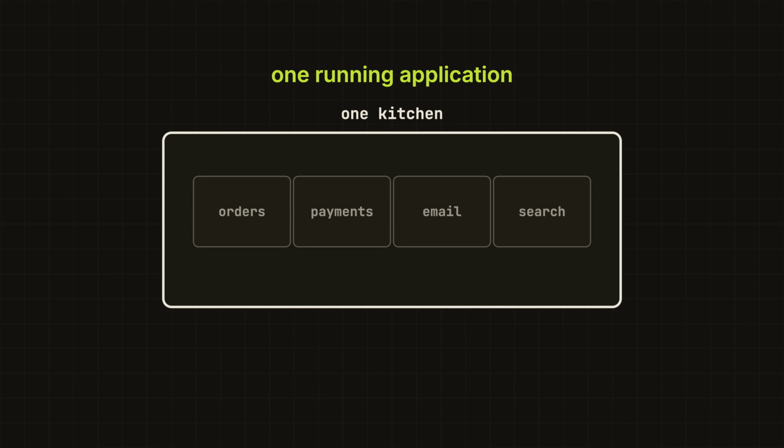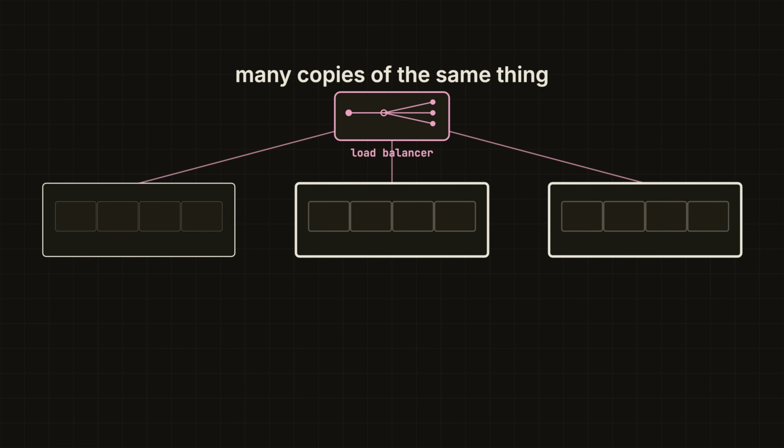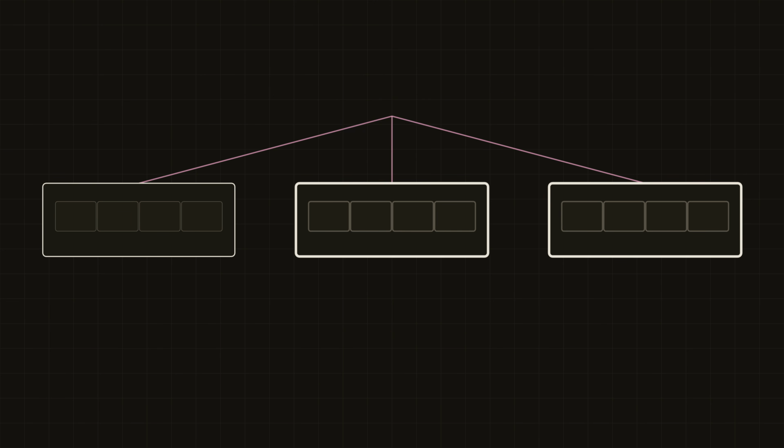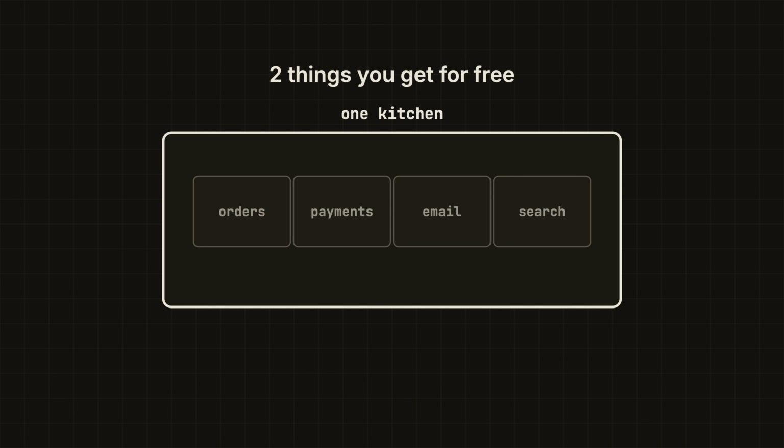And in our simplified picture, they are all running inside the same program as well. In production, we would run many copies of that whole application behind a load balancer. But we still build it, deploy it, and scale it as one whole thing. That is what makes it a monolith, not that it is one server. And that gives us two things that are genuinely hard to get any other way.